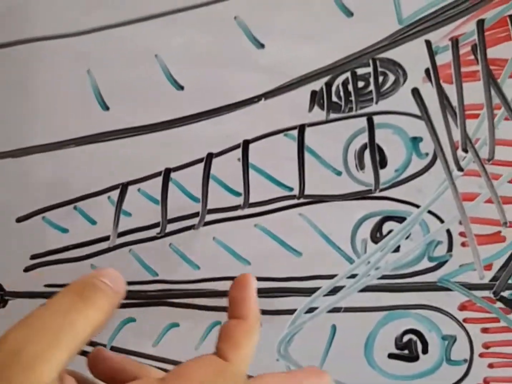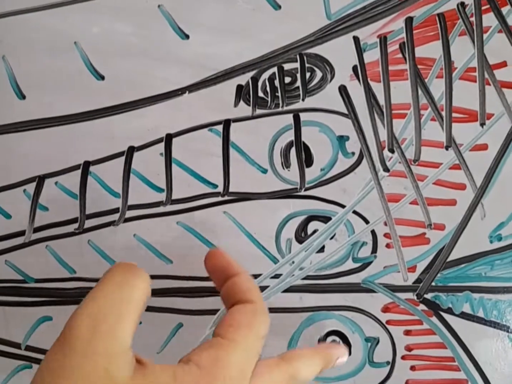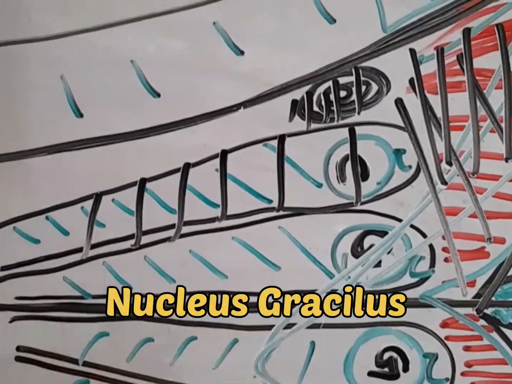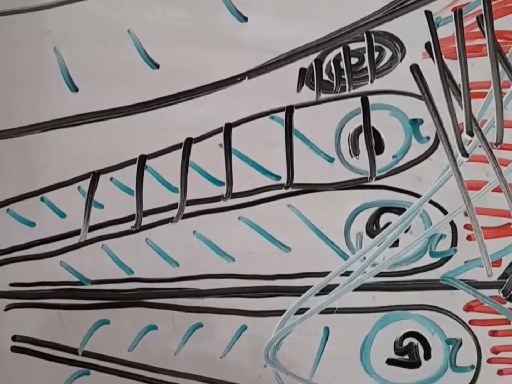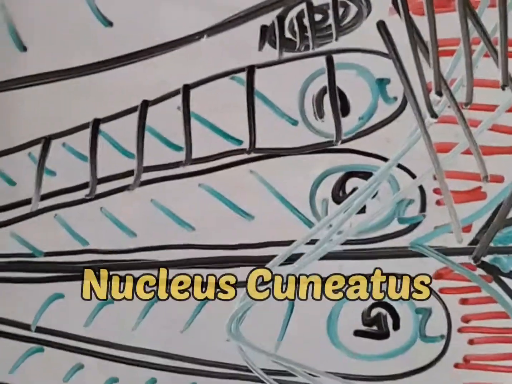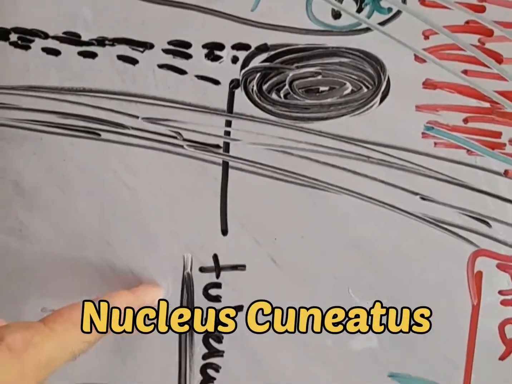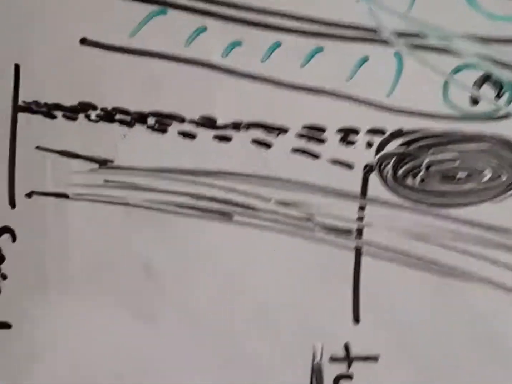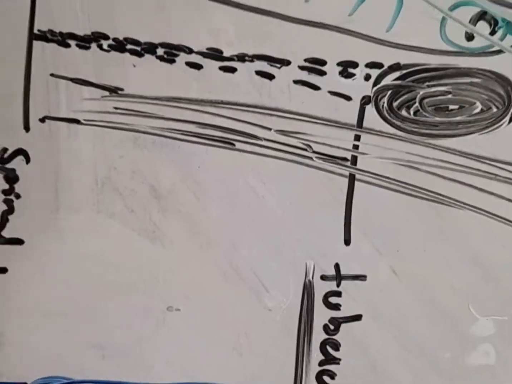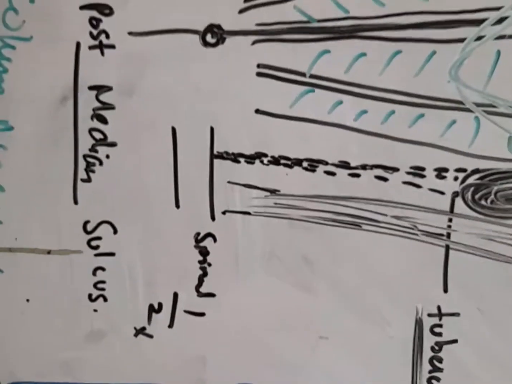The fasciculus gracilis above ends in the form of the nucleus gracilis, then correspondingly the fasciculus cuneatus above contains the nucleus cuneatus, and lateral to which lies the tuberculum cinereum. The tuberculum cinereum is basically the swelling for the trigeminal.